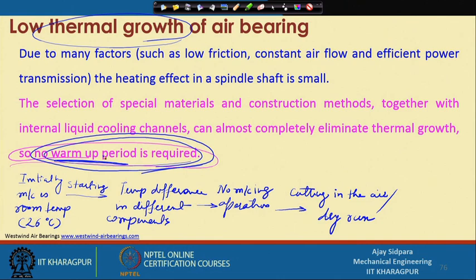So, that is a very big advantage here, that it has low thermal growth. So, you do not need to give a warm up period. As soon as you start the machine, within a few minutes you can start doing operation also.